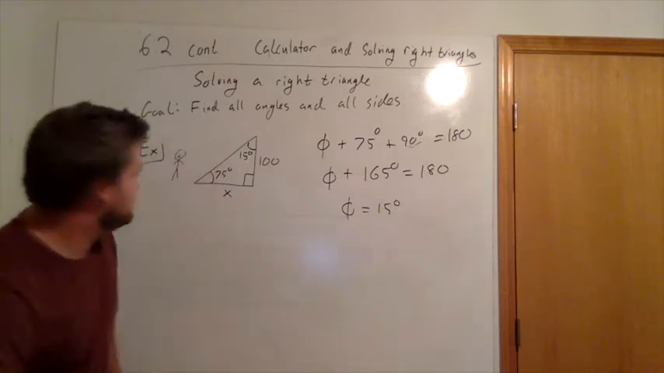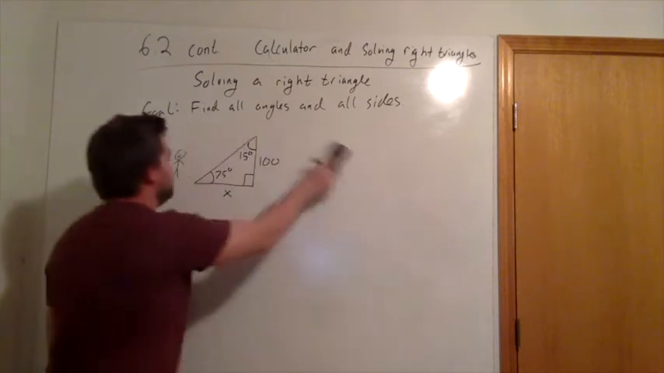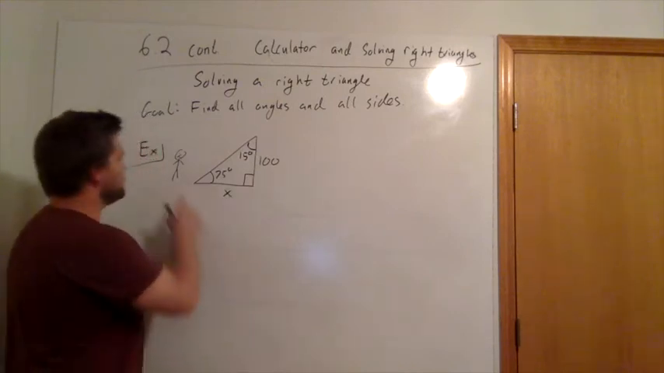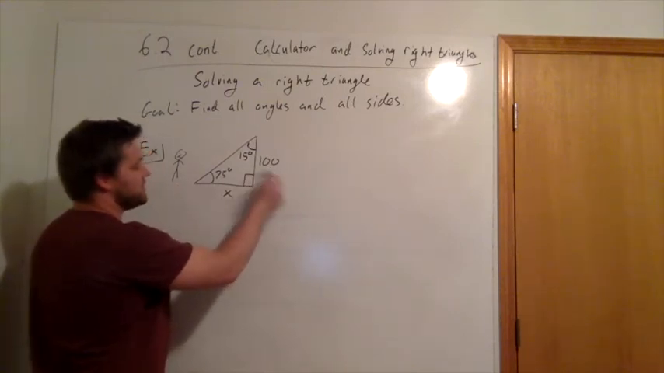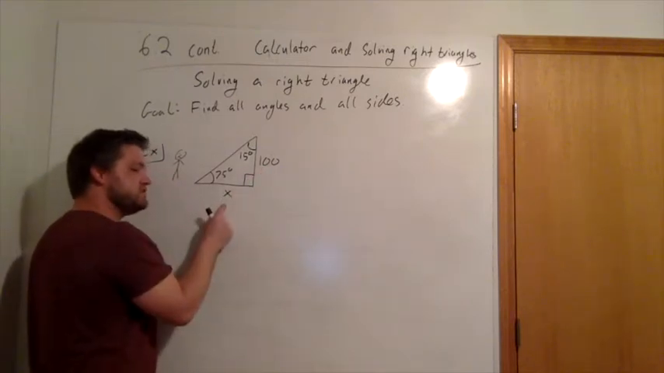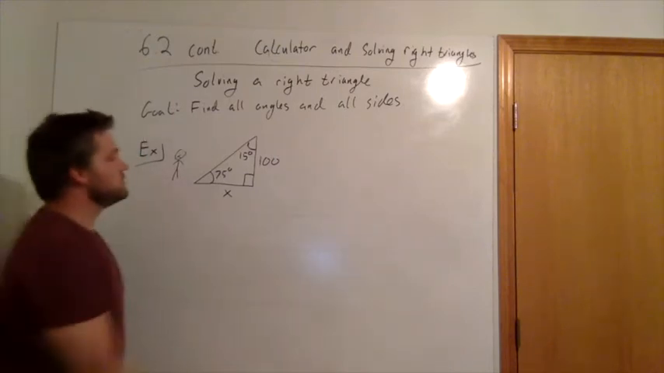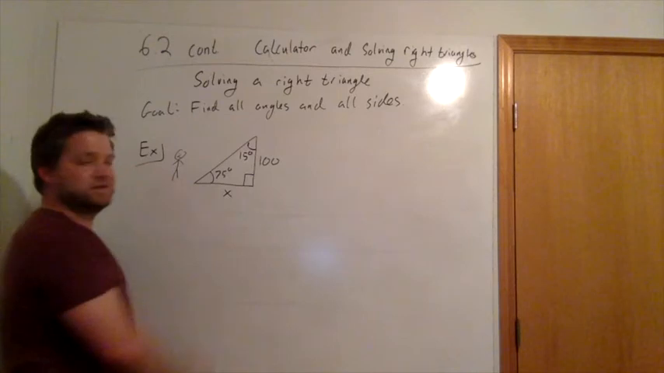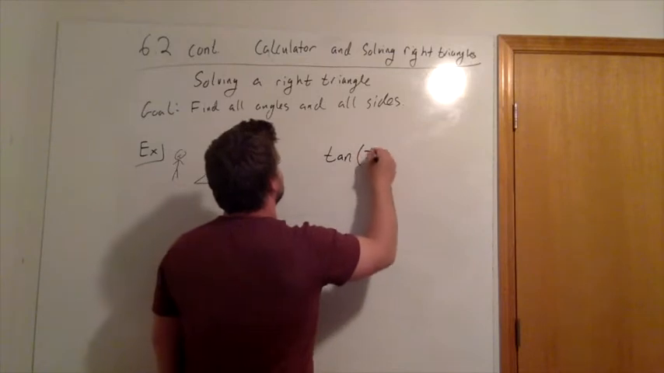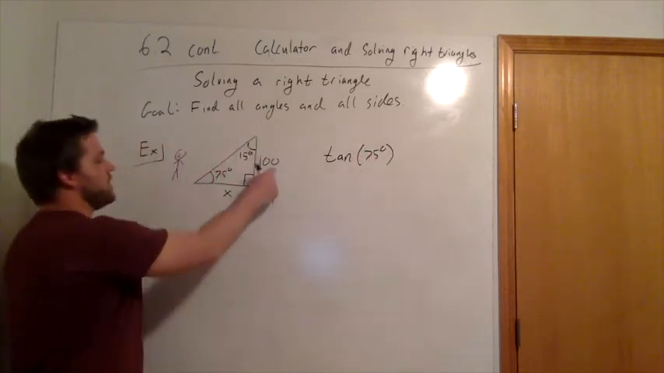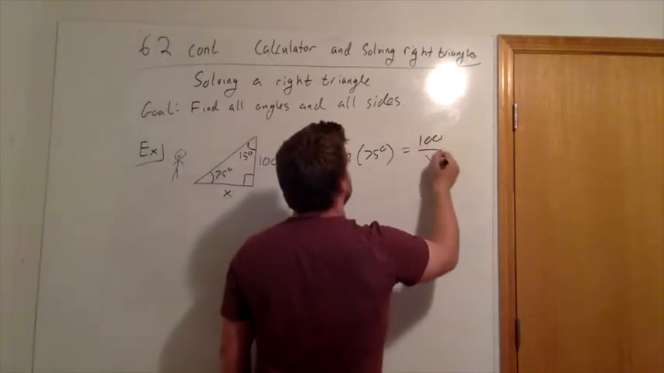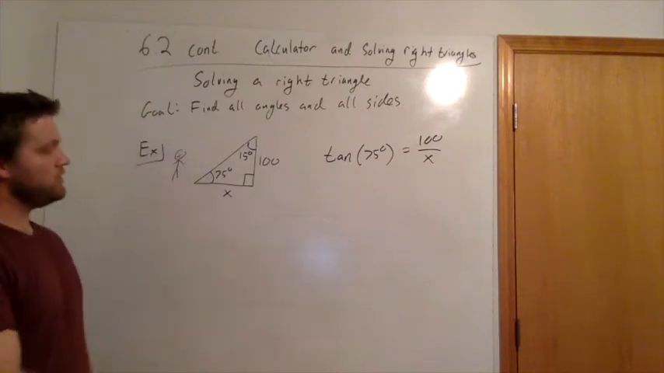And what we're going to do is think about a trig function that relates these two sides here. So if we're standing here, I know this side length is 100. I'm trying to find the side length x. Well, this is the opposite side, and this is the adjacent side. So we want to think about what trig function relates the opposite side and the adjacent side. It's tangent. So what we know is that tangent of 75 degrees is equal to opposite over adjacent, which will be 100 over x. So our goal here is to solve for x.